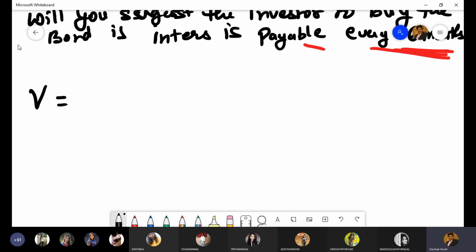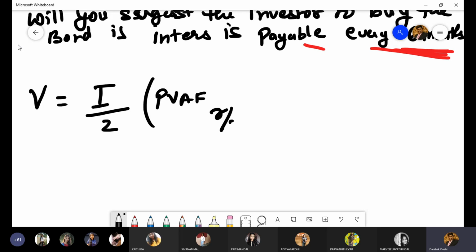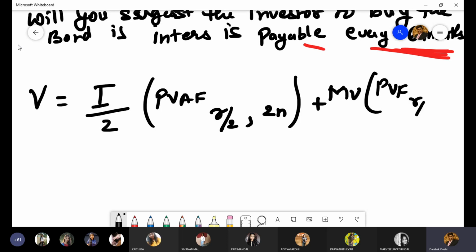V is equal to I, which is annual interest, divided by 2, bracket open, present value annuity factor for R divided by 2 and 2n, plus maturity value, bracket open, PVF R divided by 2 and 2n. Now this is for half yearly.